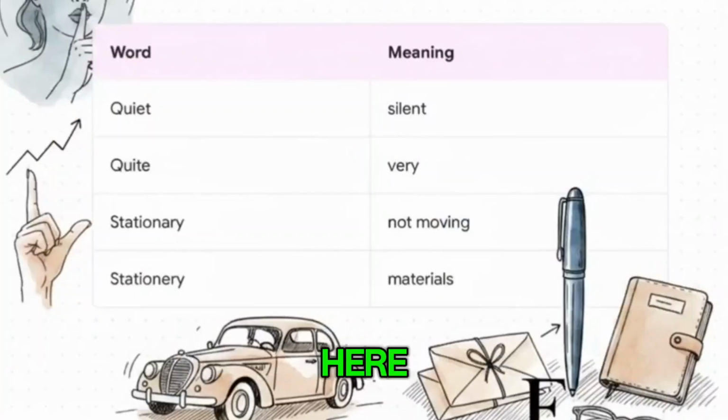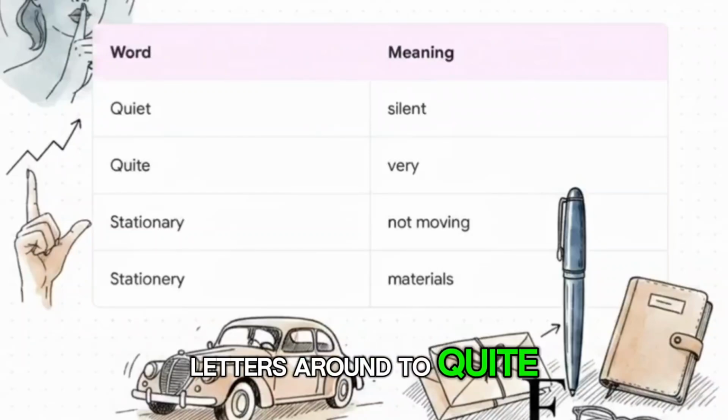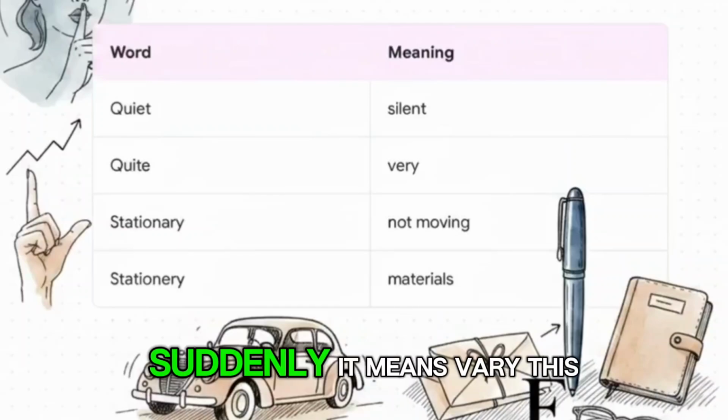Looking at the top row here, quiet ending in ET means silent. Be quiet. But if you just swap those last 2 letters around to quite ending in TE, suddenly it means very.